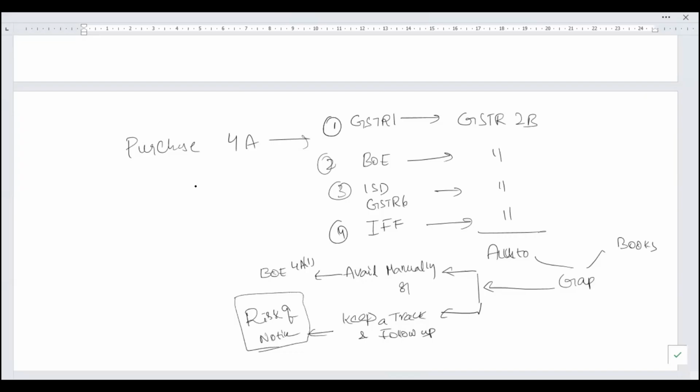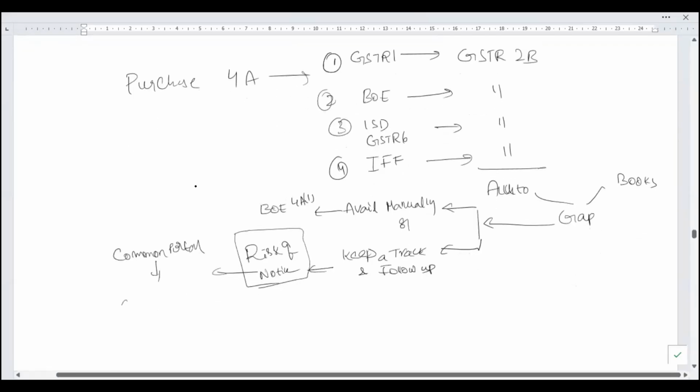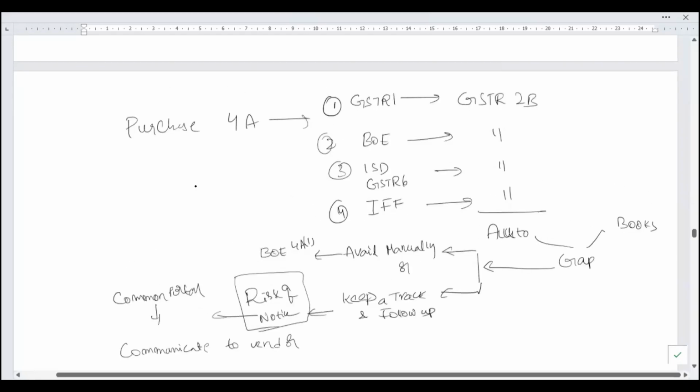This is something which I can do through the common portal. In the common portal, I can communicate with the vendor. There's an option to communicate to the vendor, not IMS, where the vendor has defaulted in uploading the data. I can raise a ticket, select the GSTN, give the details, and it travels to that particular party. Now there is evidence available on the GST portal that I have purchased, but that fellow has defaulted. That kind of thing, right?